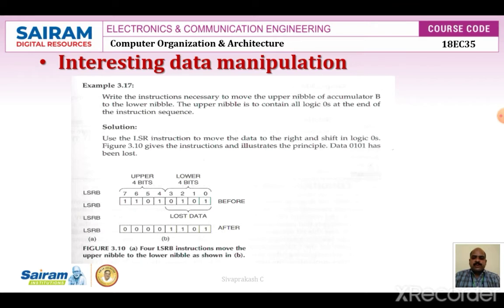Okay, so consider this example as the previous data, where 1101 is the upper nibble and 0101 is the lower nibble. Now this upper nibble 1101 should be present in the lower nibble, and the lower nibble data should vanish, and the upper nibble should be 0000. So by using LSR B, because accumulator B has been given here, so I am using LSR B.